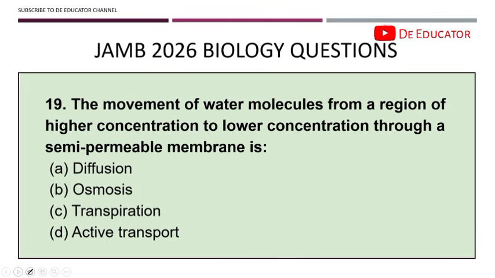Okay, question 19. The movement of water molecules from a region of higher concentration to lower concentration through a semi-permeable membrane. When you see semi-permeable membrane, what should come to your mind is osmosis. If there is no semi-permeable membrane, then it will be diffusion. But now there's a semi-permeable membrane, which makes it osmosis.